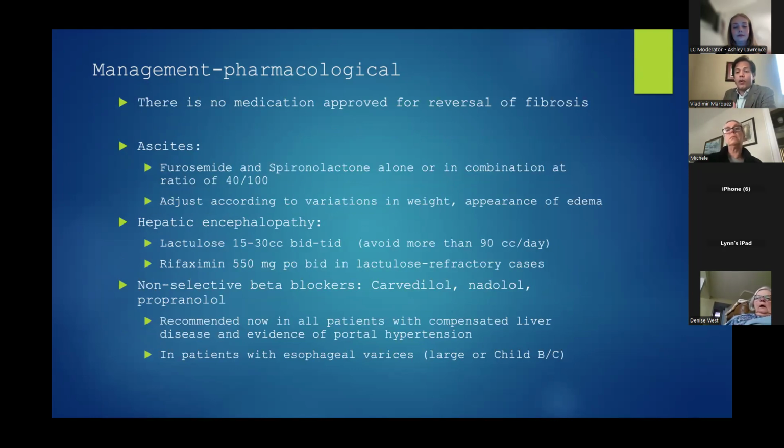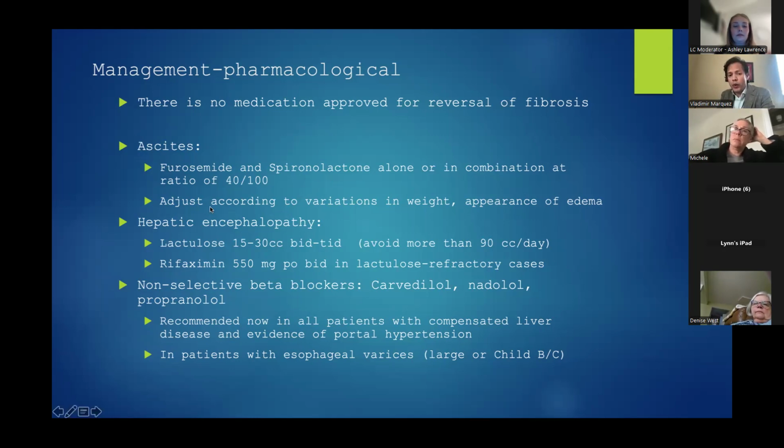As I said before, there is no medication that exists right now that has the approval to reverse fibrosis. So once there is that fibrosis, there's nothing that we can do to take it back. Although it is possible, as I said, that we can see rejuvenation if the underlying cause of liver disease is gone. But we will never go back to a normal looking liver necessarily.